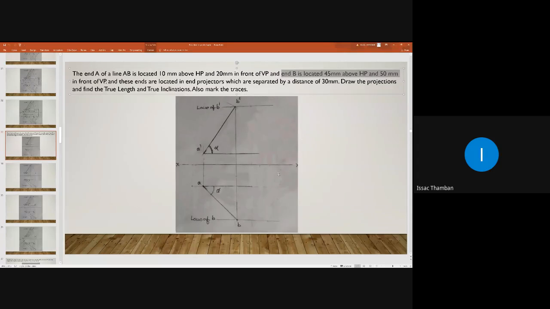Projector lines must be thin lines. In my presentation, it is appearing too dark because it is a photograph, so it will appear darker. In your drawing, the projector lines must be thin lines. Use an H pencil.